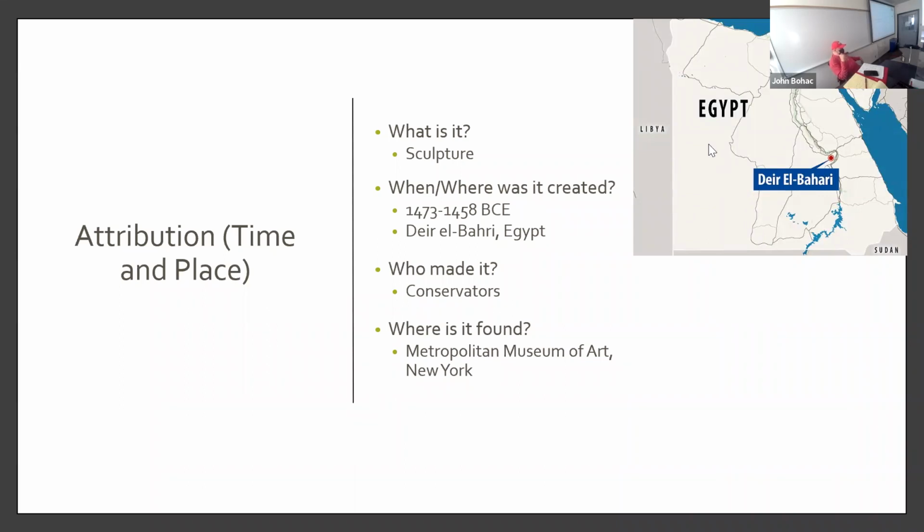With this artwork, let us discuss the attribution, which includes the time and place of Hatshepsut's carvings. This artwork is a sculpture of Queen Hatshepsut showing her as a king. The sculpture was from 1473 to 1458 BCE, or the 18th dynasty. It was made in Egypt. If you look at the map, the red dot represents where Deir el-Bahari is located. This image also shows how it is located on the west bank of the Nile.